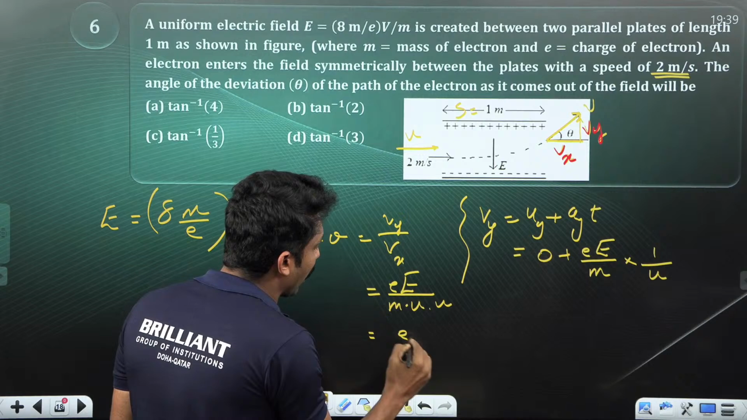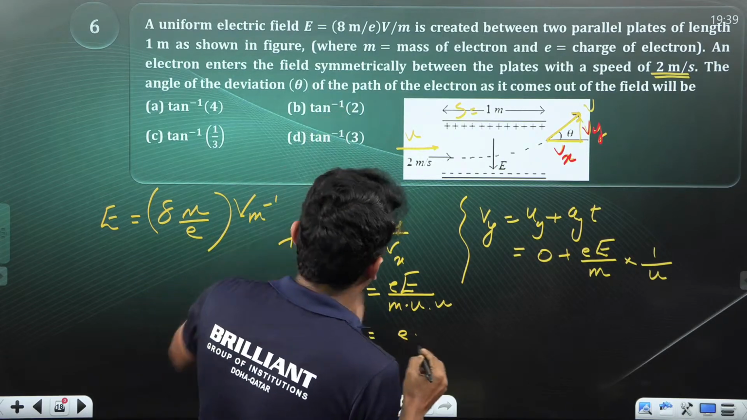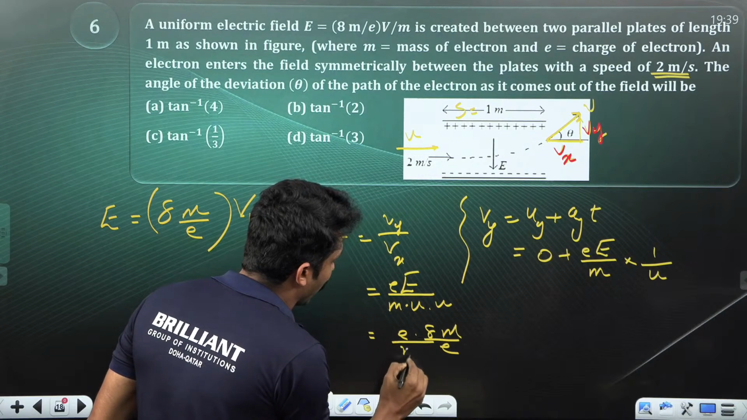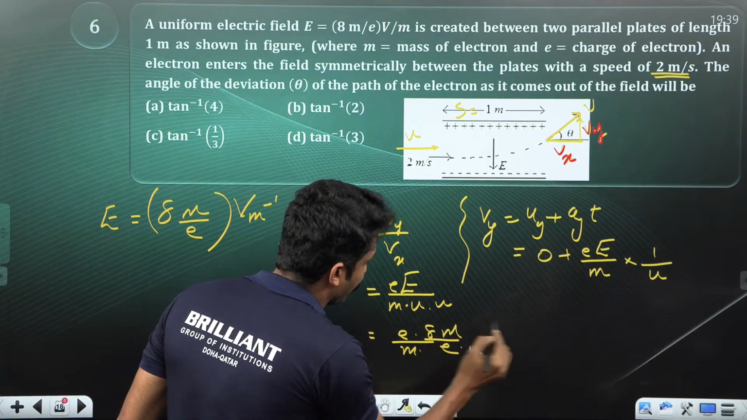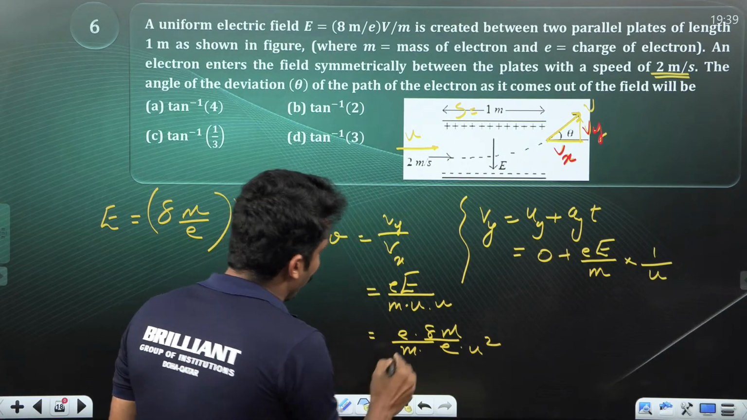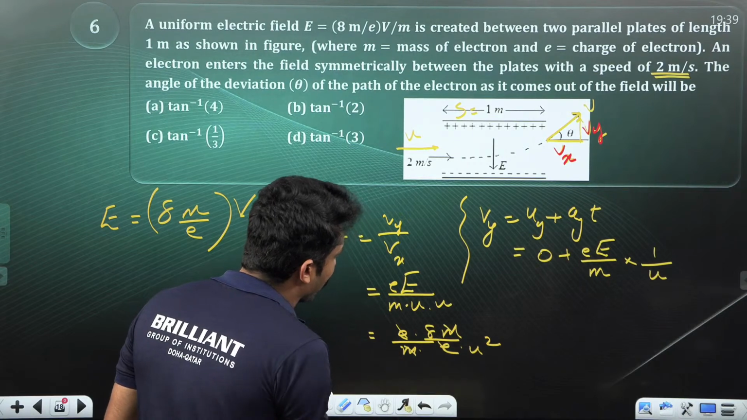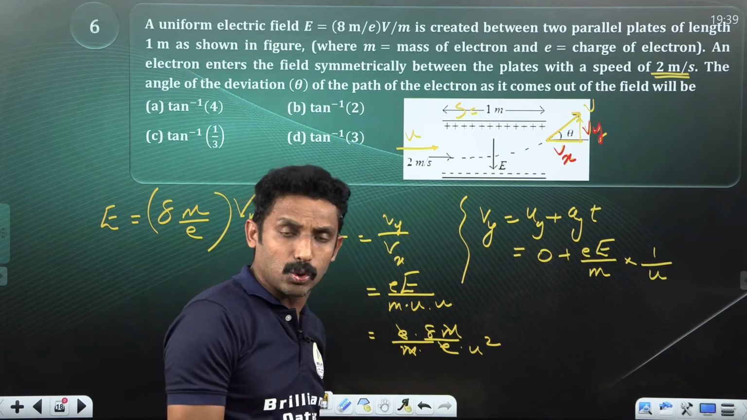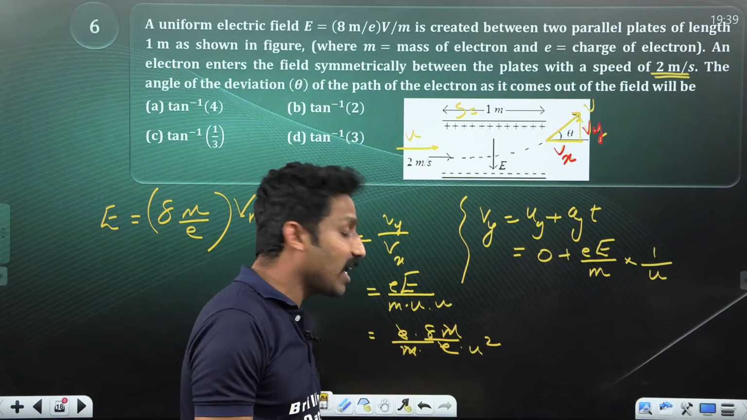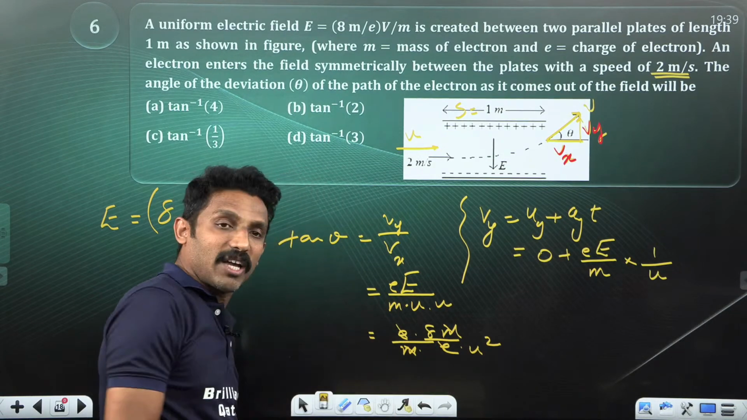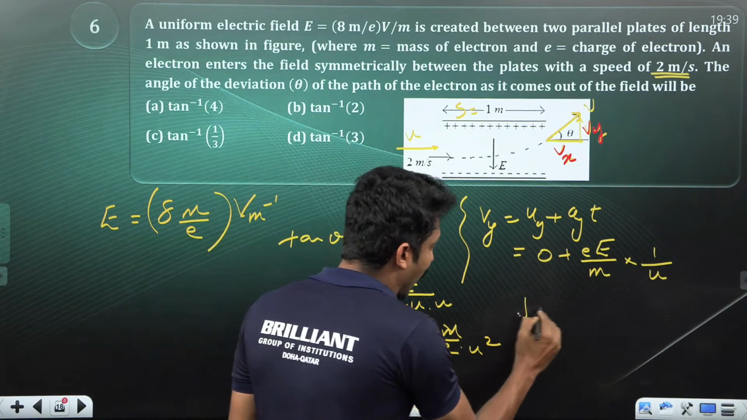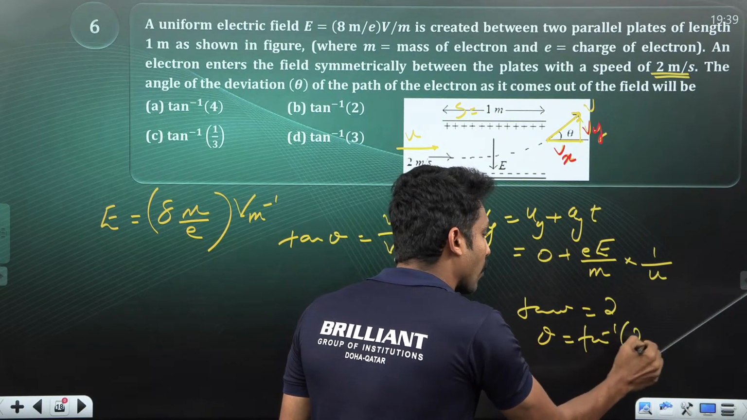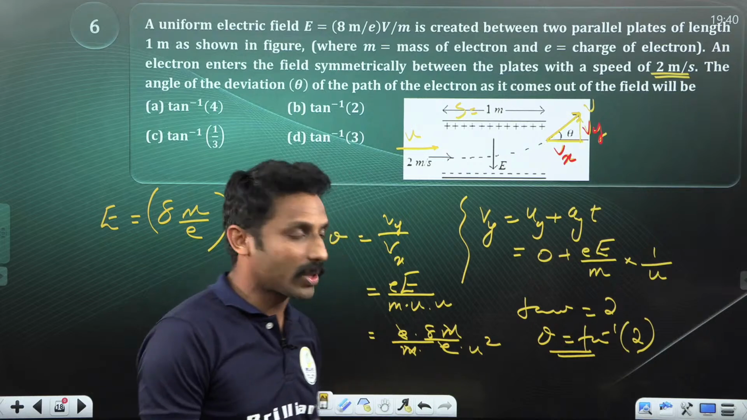Now we can place the value of E. The field value is 8m by e. So 8m by e into e divided by m, then u square. Now e is cancelled, m is cancelled, 8 by u square. And what is the u value? u is 2, 2 square is 4. 8 by 4 is 2. So tan theta is equal to 2, so theta is equal to tan inverse of 2, isn't it?